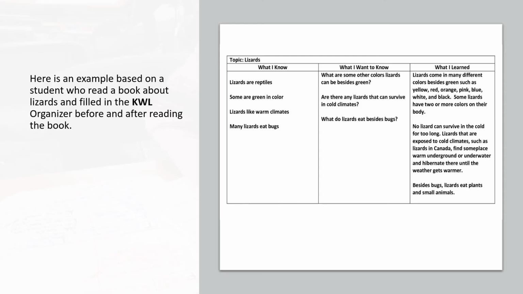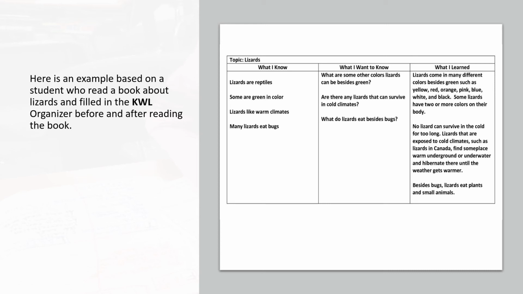Here is an example based on a student who read a book about lizards and filled in the KWL organizer before and after reading the book. So before reading the book, he filled in on the left what I know, and he put lizards are reptiles, some are green in color, lizards like warm climates, many lizards eat bugs. What I want to know: what are some other colors lizards can be besides green? Are there any lizards that can survive in cold climates? What do lizards eat besides bugs?